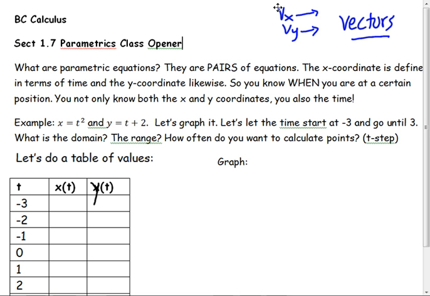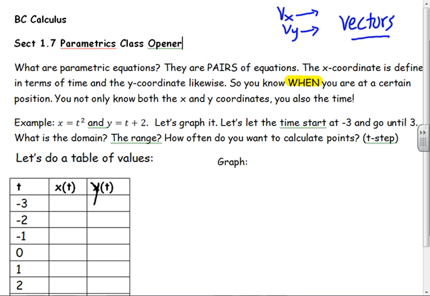Okay, so what are parametric equations? They are pairs of equations, and the x-coordinate is defined in terms of time. So my velocity in the x direction, well, when will I be at that position? Looking at time there. Not only do you know where you are, but you know when you are there. So if you want to know if two cars are going to have a car accident at the corner of 101 and 7, you have to be there at the same time. So you need time.